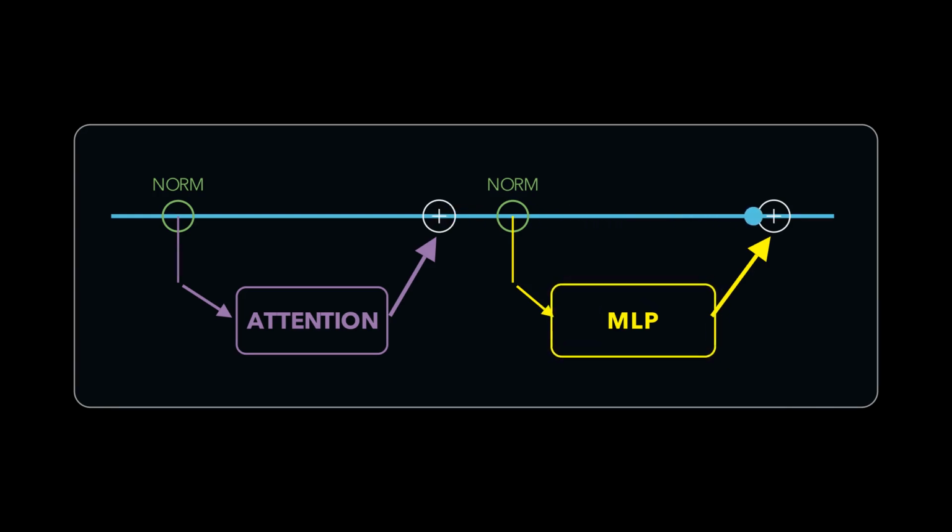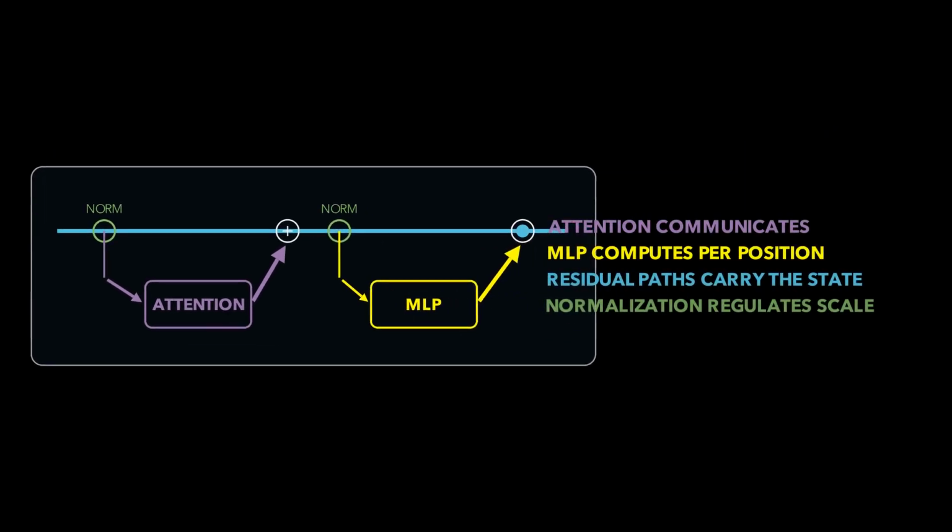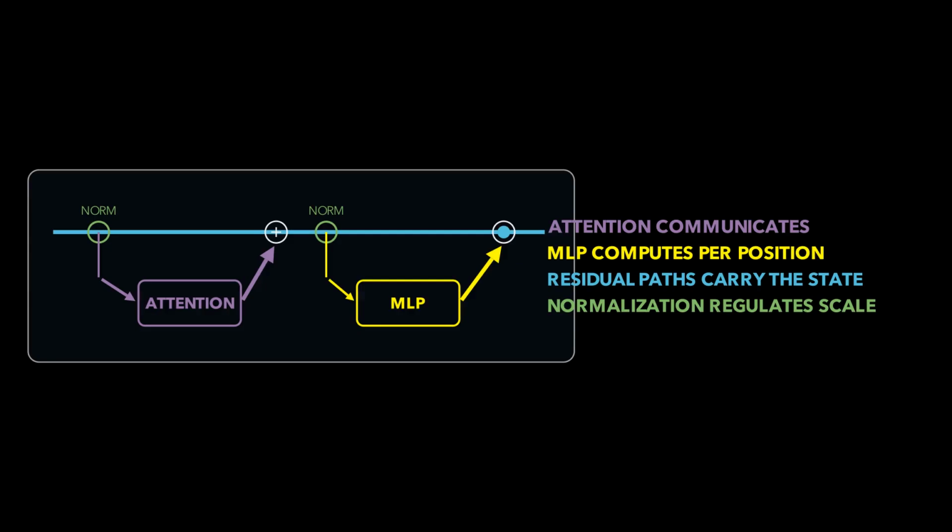This is why attention alone is not the transformer. Attention handles communication between positions. The MLP handles nonlinear computation within each position. Residual paths make both operations updates to an ongoing state. Normalization regulates the signals around them.